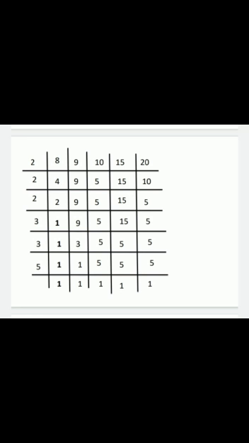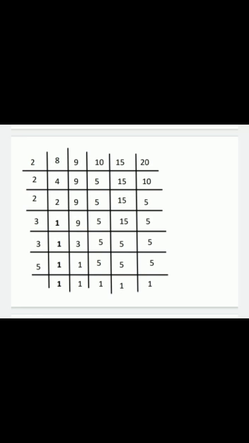Now here children, 8, 10 and 20 are divisible by 2, whereas 9 and 15 are not divisible by 2. So 9 and 15 you will write as it is, and then 2 4s are 8, 2 5s are 10, 2 10s are 20. Now here again 4 and 10 are divisible by 2, but 9, 5 and 15 are not divisible by 2. So you are going to write 9, 5, 15 as it is, then 2 2s are 4, 2 5s are 10.